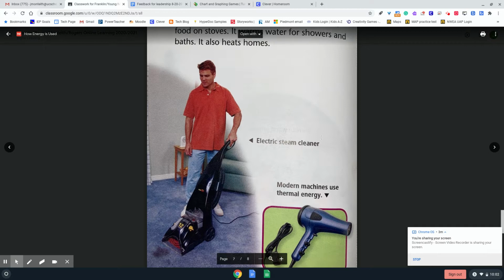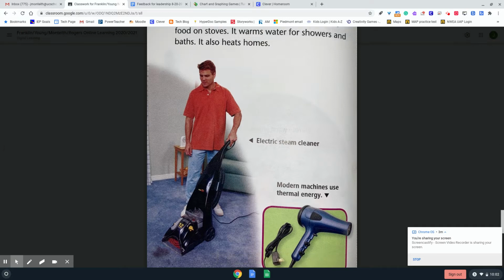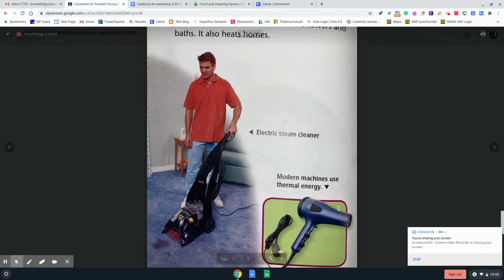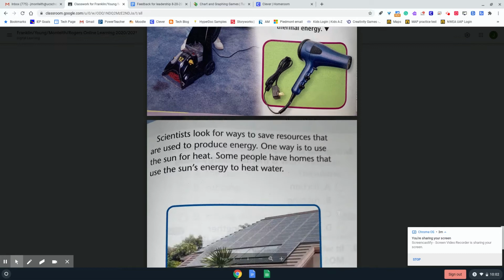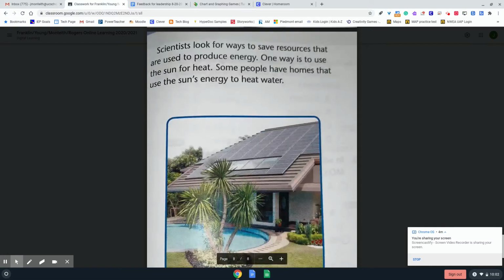In this picture, this man is using an electric steam cleaner. I don't know how many of you have ever tried to clean carpet or watched your mom and dad try to clean carpet, but it has to produce heat on the carpet and steam in order to clean it. And then look, here we go. Whew, I use this every day. A hair dryer uses thermal energy to dry our hair.